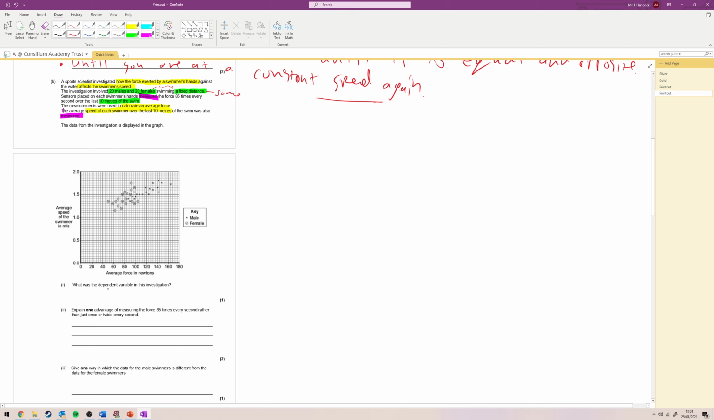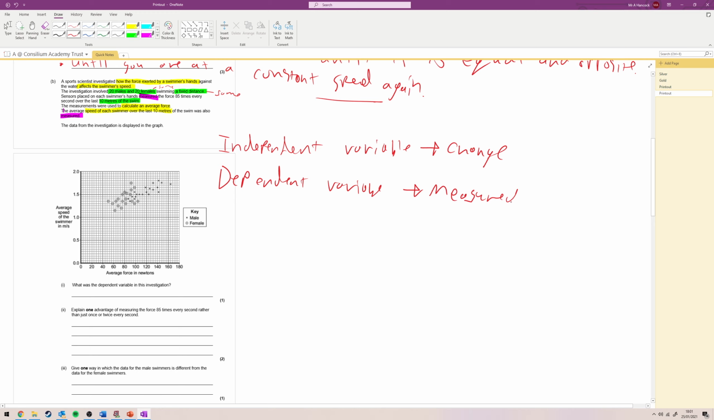So what was the dependent variable in this investigation? We should know now that an independent variable is something that you change. You should know that a dependent variable is something that is measured. Now, it says, what is the dependent variable in this investigation?